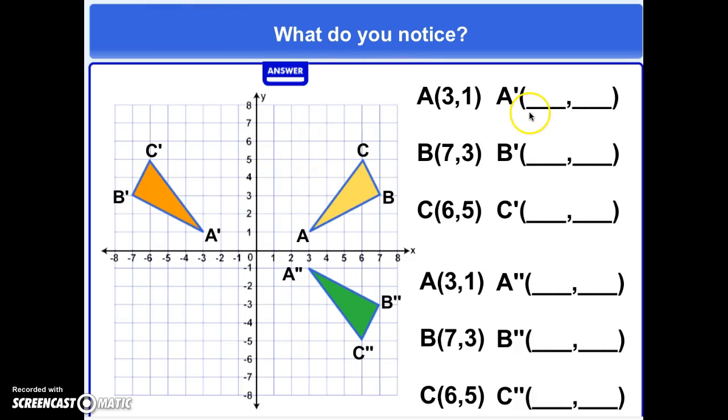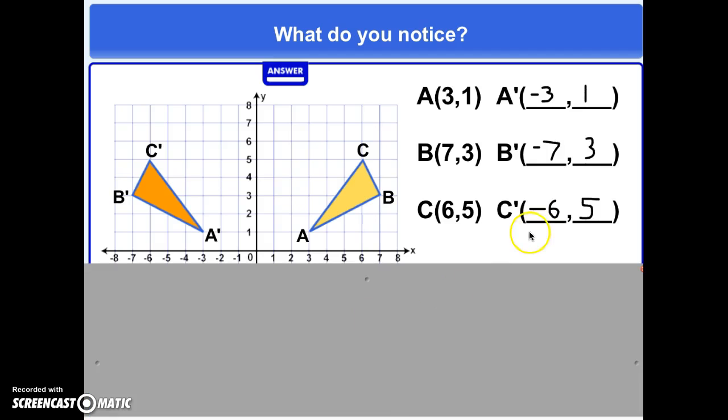Here's our figures. Now what we're going to do is write our 6 new ordered pairs for the A prime, B prime, C prime, and the double primes in the bottom triangle as well. And we're going to look to see if we notice anything that occurs when we reflect something over the x or y axis. Hit pause and do that now.